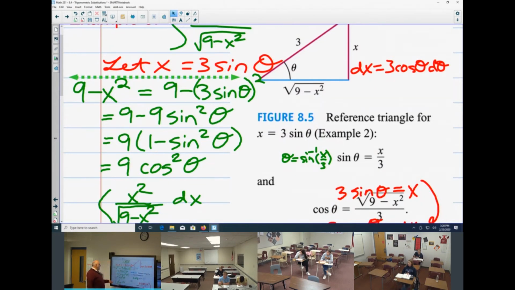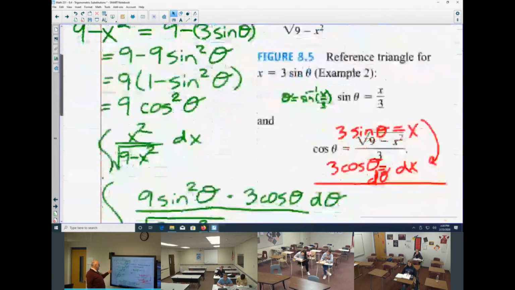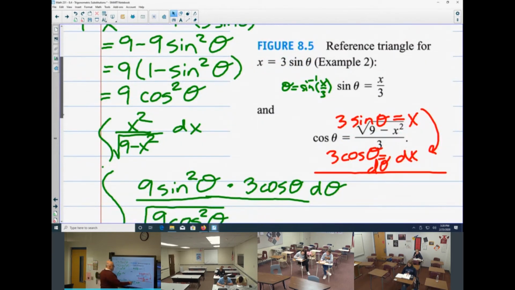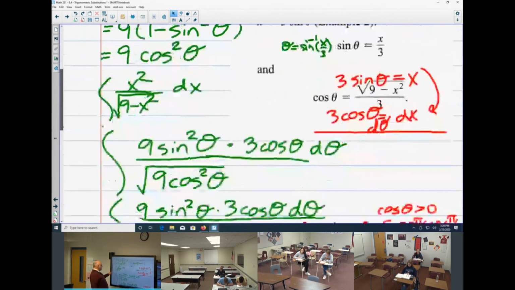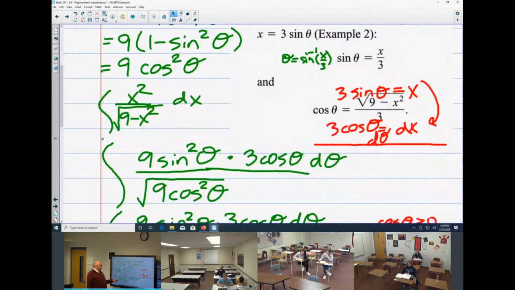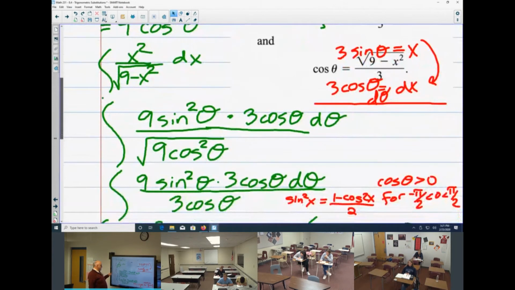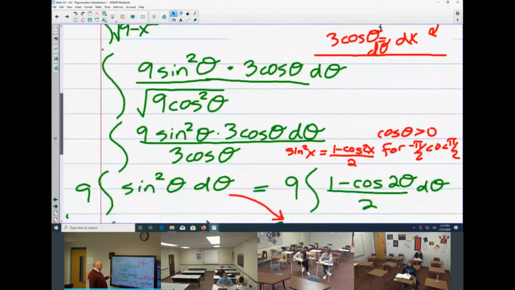Okay, so now when I plug in, I've actually got to plug in for x squared on the top. So that's going to be 9 sine squared theta. The dx was 3 cosine theta d theta. And then underneath the radical, I have 9 cosine squared, which is going to come out to just be 3 cosine theta. All right, so now the 3's cancel, the cosine thetas cancel, so you're just going to get 9 sine squared theta d theta.